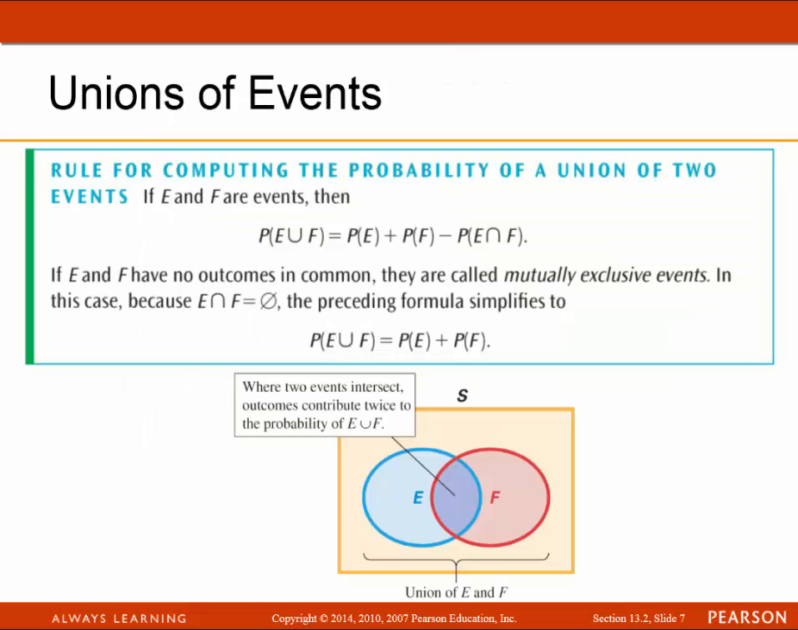The next thing is the rule for computing the probability of a union of two events. If E and F are events, then P of E or F is equal to the probability of E plus the probability of F minus the probability of E and F. Now, if E and F have no outcomes in common, they're called mutually exclusive events. In this case, the probability of E and F is actually 0, and so the preceding formula simplifies to just the sum of the probabilities of the two events, E and F.